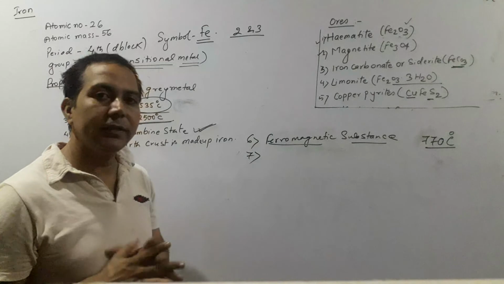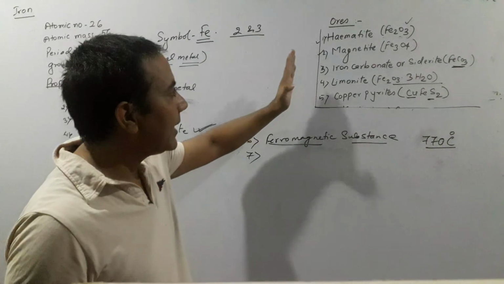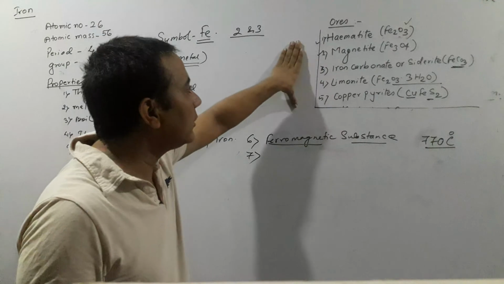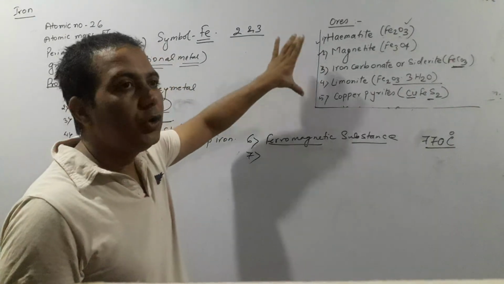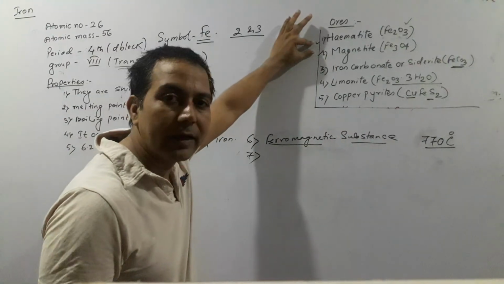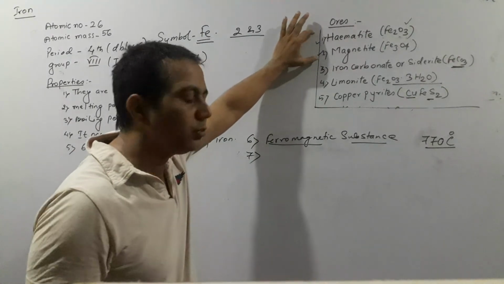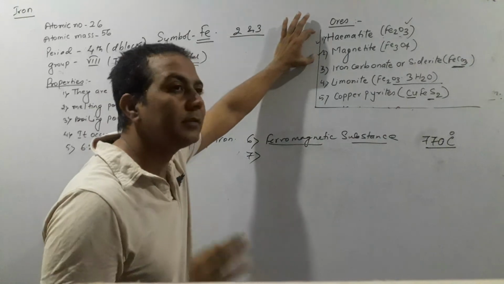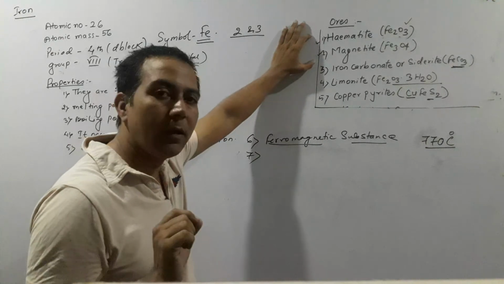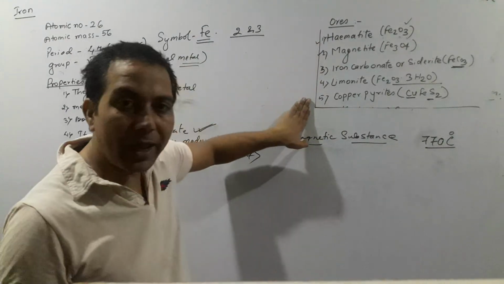The chemical properties and the uses we will complete tomorrow. The most important things for your exam are the ores of iron and some of its properties. Among the ores, the ones that contain a large amount of iron are hematite and magnetite, which are generally used for the production of iron. So you should remember that hematite and magnetite are the two most economic and largely used ores for the production of iron. You should learn this by heart.